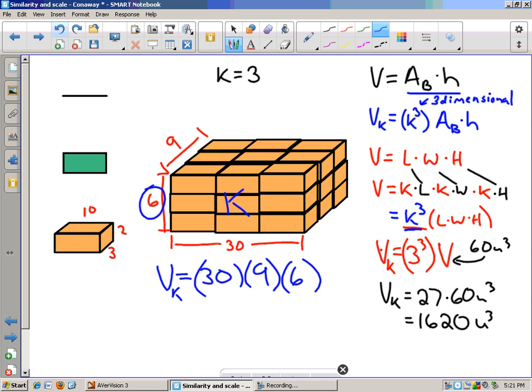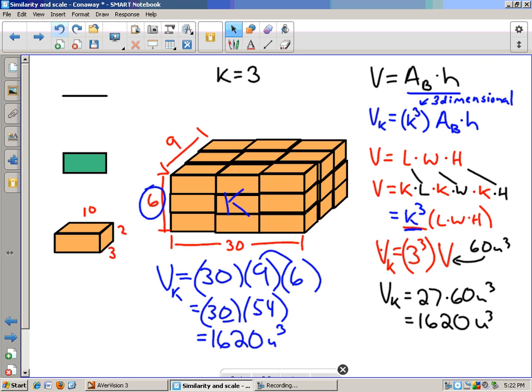And let's see what ends up happening. Well, 9 times 6 is 54. 30 times 54. Let's see, 3 times 50 is equal to 150, and 3 times 4 is equal to 12. So 150 plus 12 is 162. But don't forget my other 0 there. So 1,620. Yeah, it worked. Okay, so 1,620.